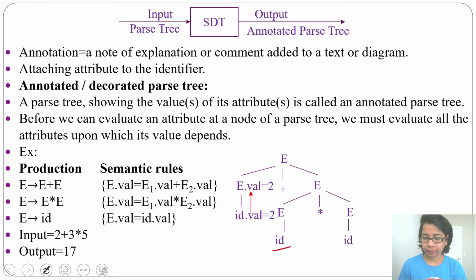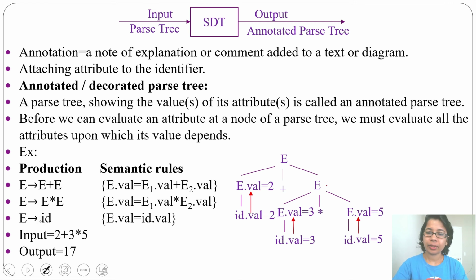Next, this id.val will be assigned as 3. id.val will be 3. Next, we will evaluate E. So the id value will be assigned to E. E.val will be 3. Next, we will assign 5 for this id. So id.val equals 5. Next, we will evaluate this E. E.val equals 5. From the red arrow marks, you can identify the dependency graph, how data flows in this parse tree.